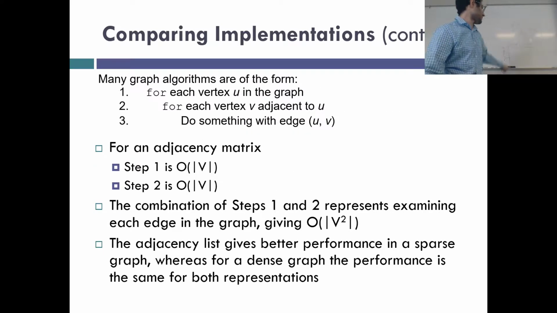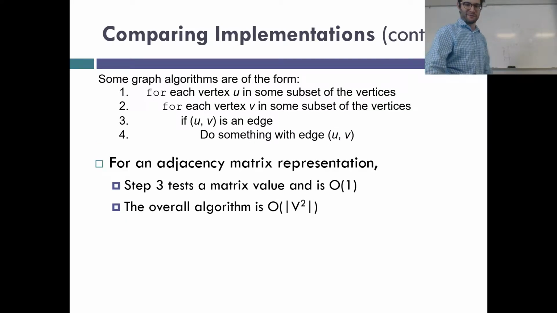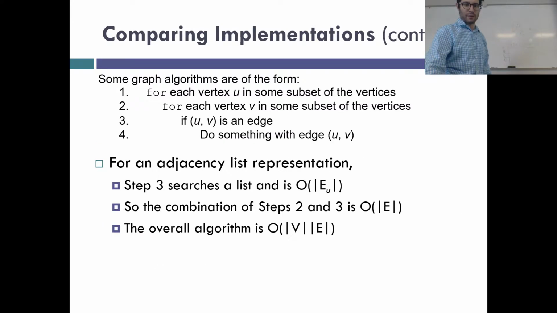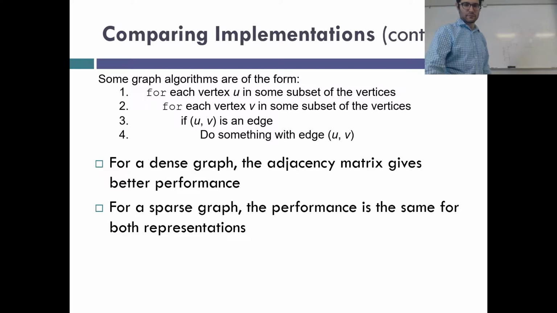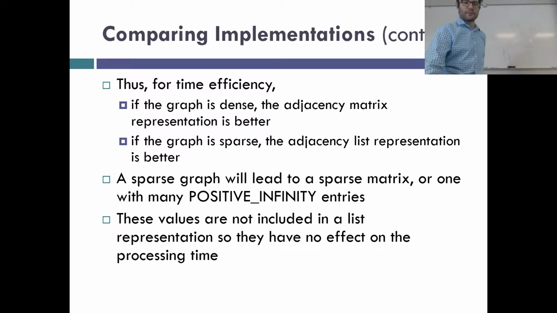Also, you're using up plenty of space for all those edges that don't exist if you're using a matrix for a sparse graph. So matrices are better for dense graphs, and adjacency lists are better for sparse graphs.